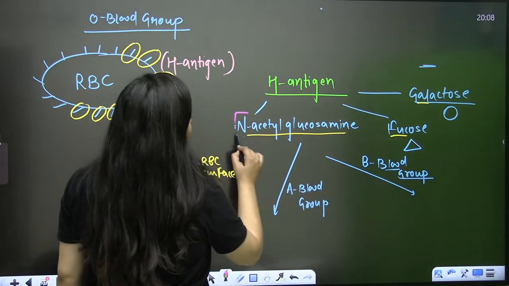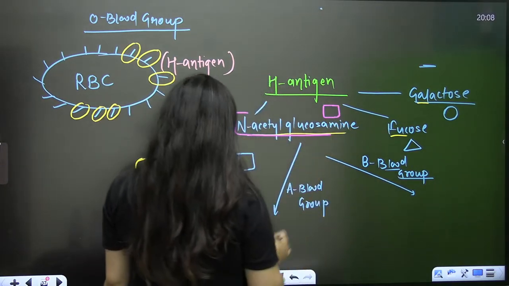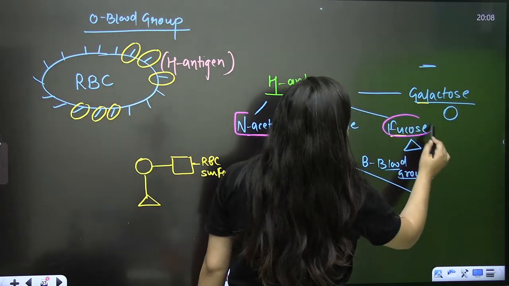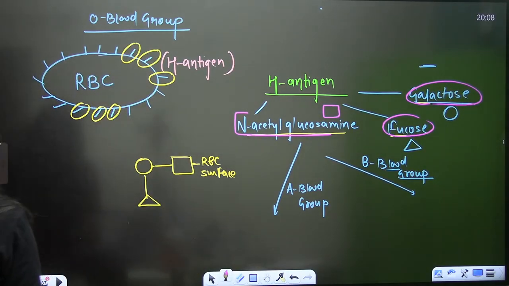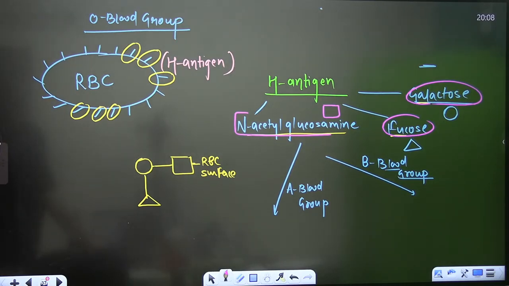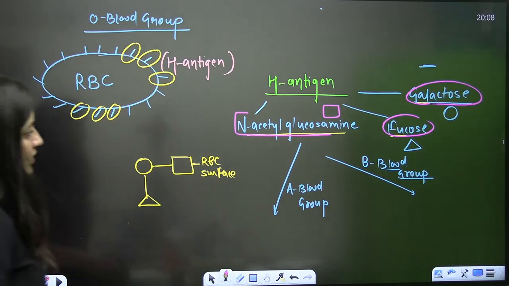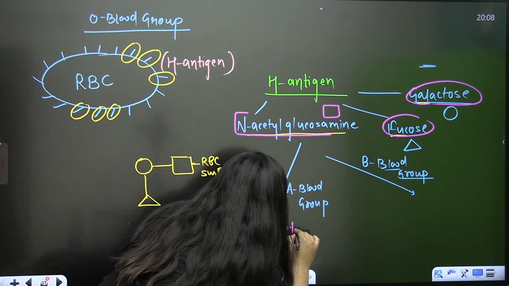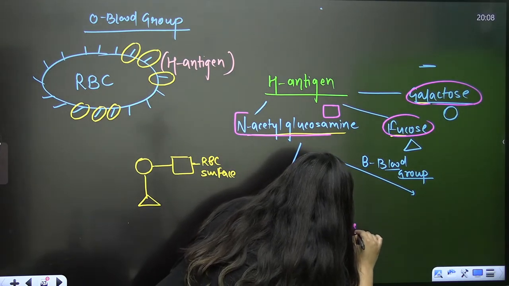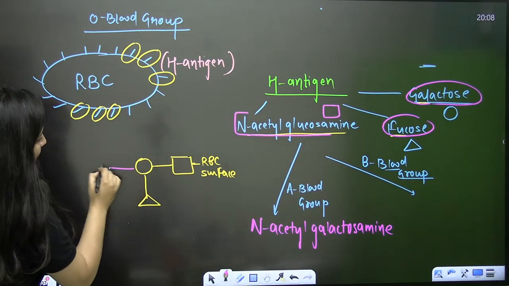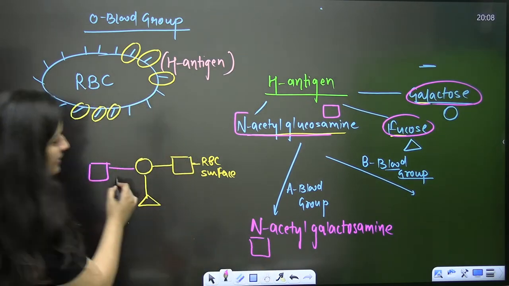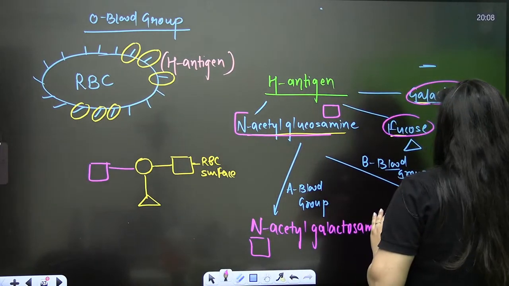So the H antigen is made up of N-acetyl glucosamine, which we denote with this square, then the fucose, and then the galactose. Now, if I have to make the A blood group, Jyoti, what will I add extra here? I will add N-acetyl galactosamine. This is not glucosamine, it is galactosamine. So to make the A blood group, I will add one N-acetyl galactosamine. In the case of the B blood group, I will add galactose.